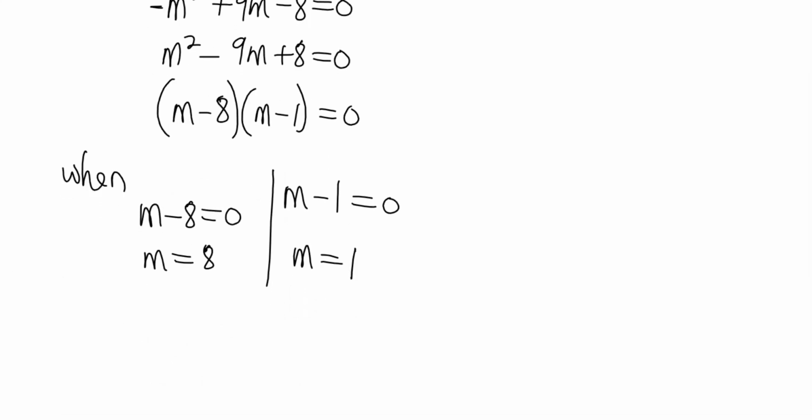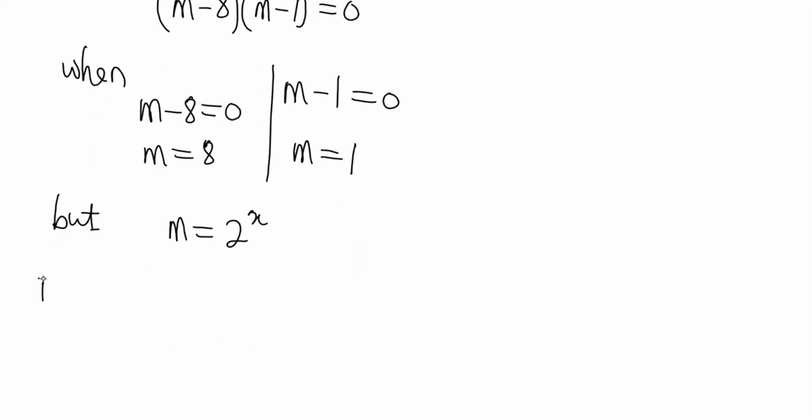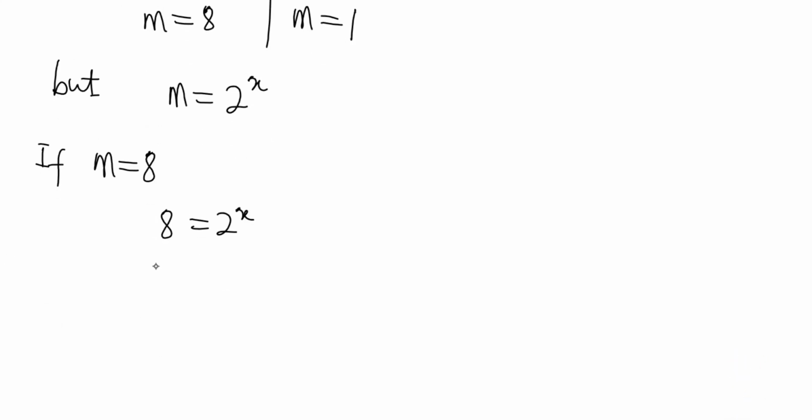But remember that we are not looking for m. The question said we should look for the value of x. So we have to go back, because we said we should let m be equal to 2 exponent x. Now if our m value is equal to 8, then it implies that 8 is equal to 2 exponent x. And this means that 8 can be written as 2 exponent 3, which is equal to 2 exponent x. By looking at it, we can see that the bases are the same. So hence we can say that x is equal to 3. So that is one of the values for x.